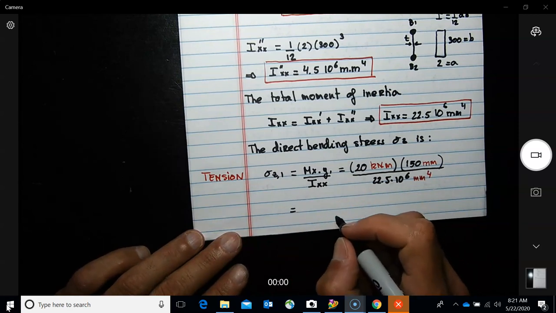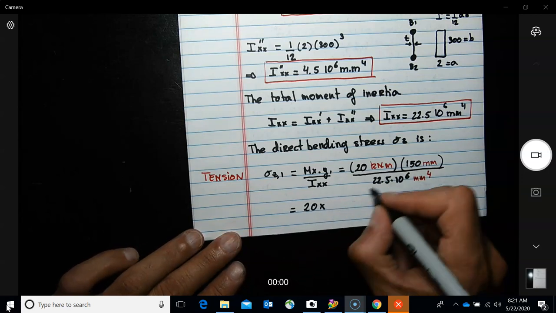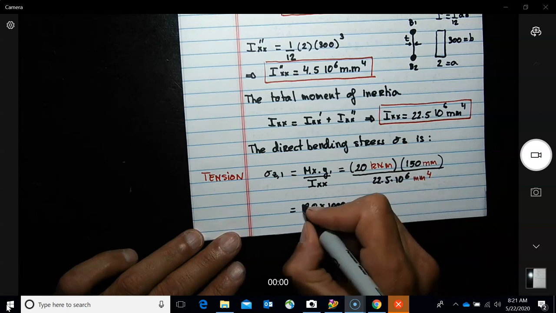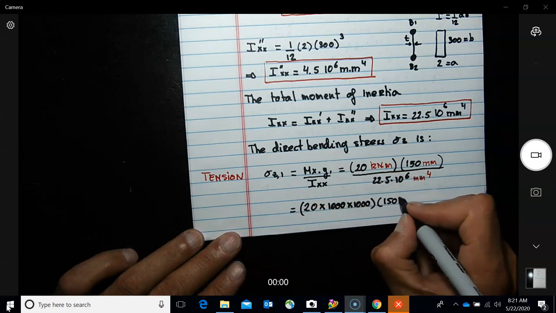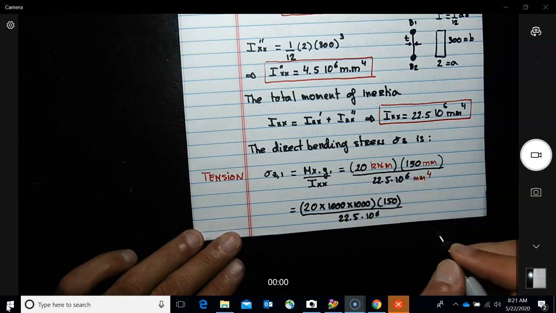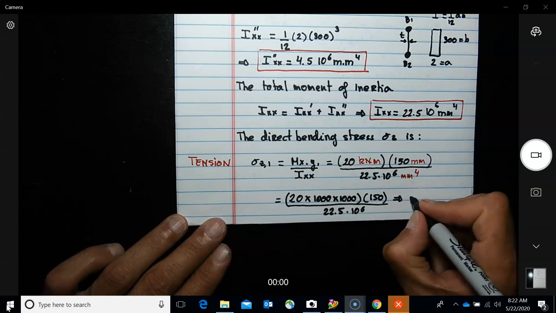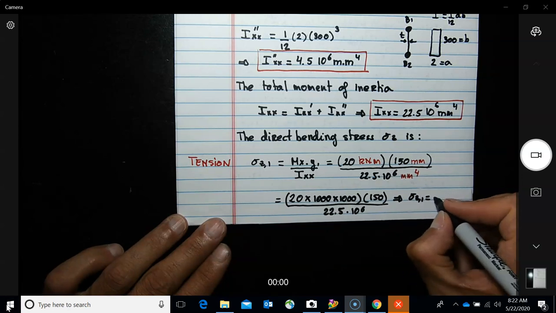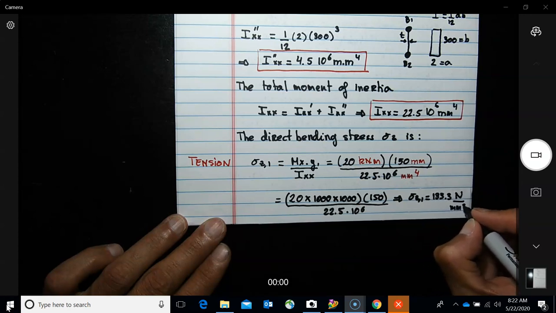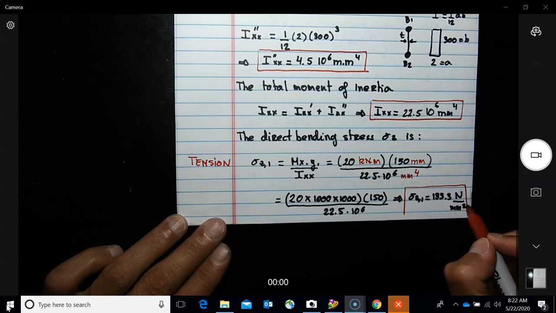So this would be equal to 20 times, let's move that in newtons, times 1,000, the meters to become millimeters, times 1,000. So now we can do this. And this is going to give that sigma z1 is equal to 133.3 newtons per millimeter squared. And it's positive, we label it as positive because it's in tension, okay?